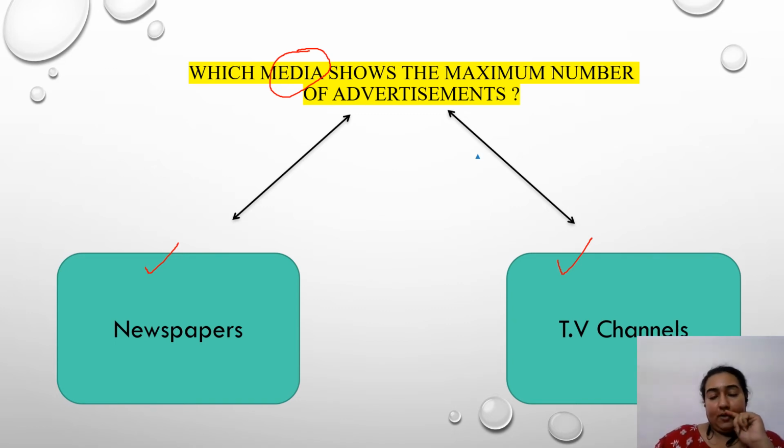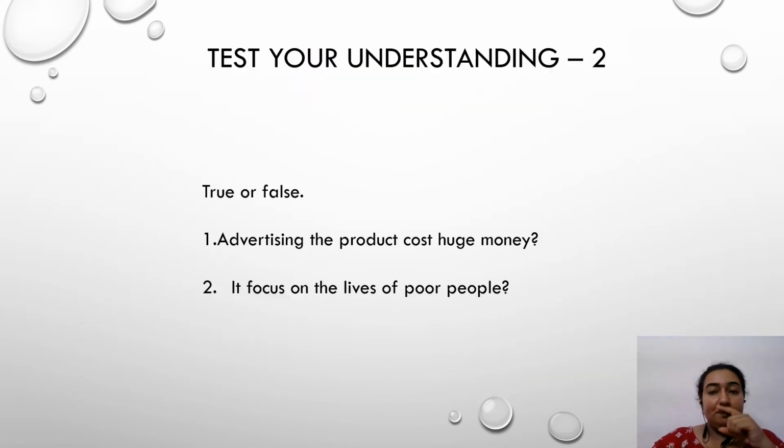What do you think? If I respond in my perspective, I think that newspapers and TV channels both equally show the large number of advertisement. But TV channels is in the first position and newspapers in the second position. There's a reason for it. I'll tell you later. Before we proceed to our next topic, I need that you think and give the answer.